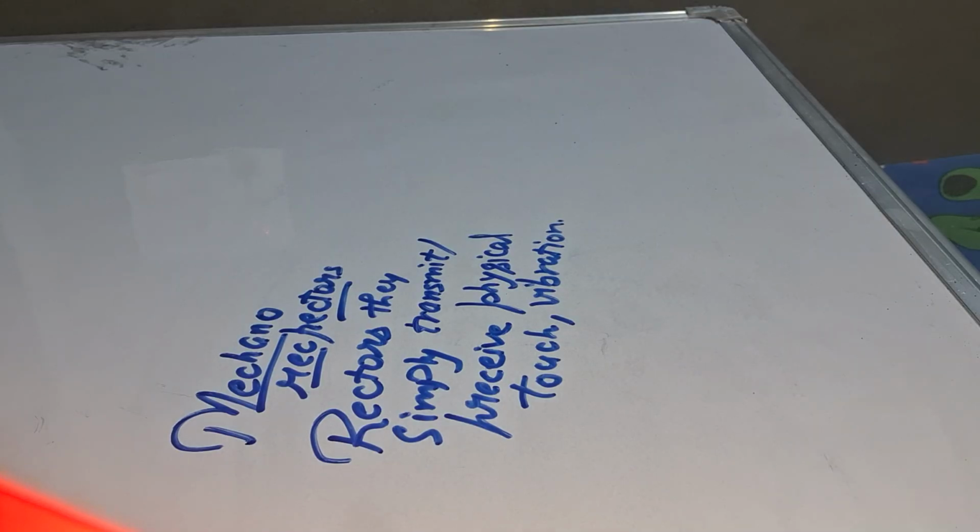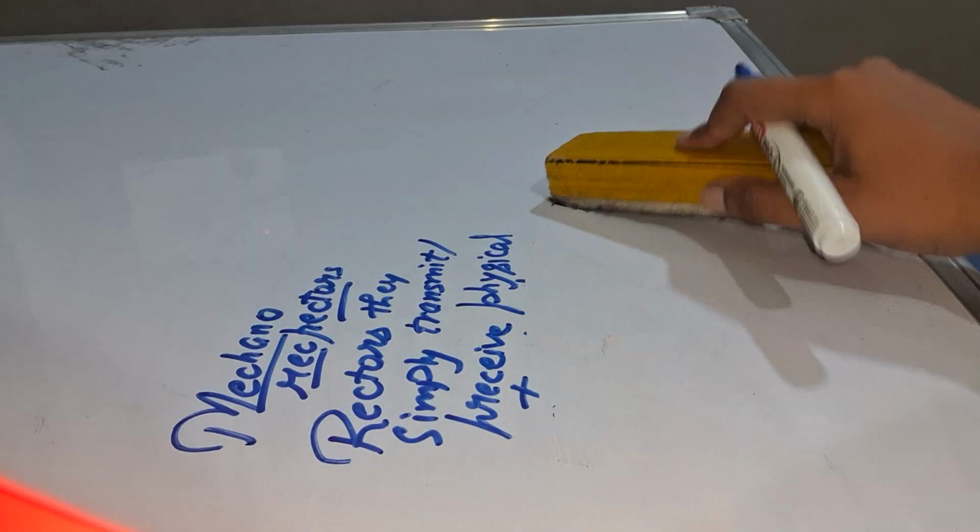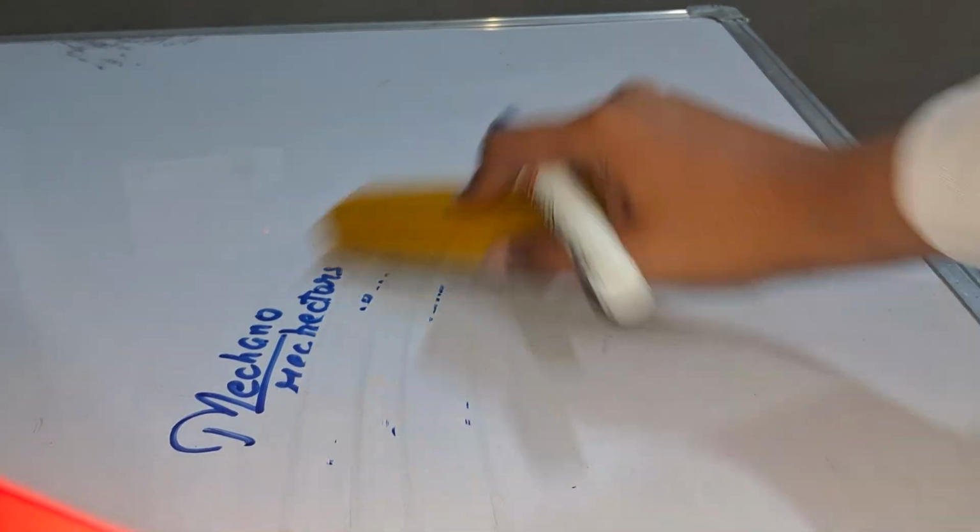Okay, all right. Mechanoreceptors are the receptors only. They perceive the physical touch or vibrations, but nociceptors perceive the pain. The senses of the pain are perceived by the nociceptors. I hope this is clear.